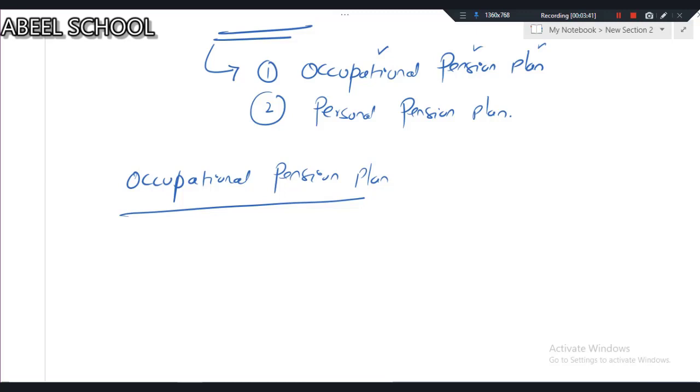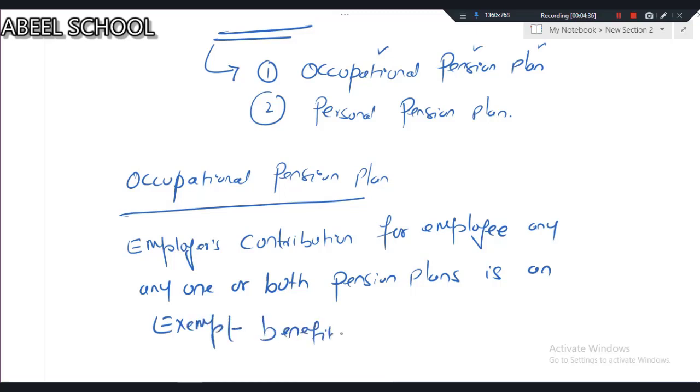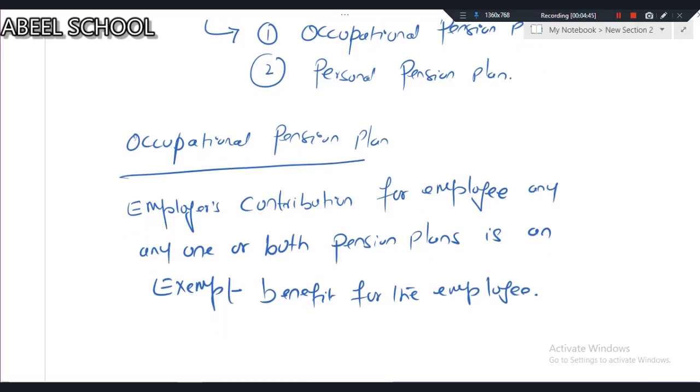Exempt benefit means the employee is not supposed to pay any tax on that. Of course, it is a benefit. Someone else is contributing in the pension scheme for you. So obviously it is a benefit for you, but that is an exempt benefit. So simply, employer's contribution for employee or employees in any one or both pension plans is an exempt benefit for the employee. Obviously, we have not studied employment income yet. We will study it inshallah, don't worry at all. Then these points will come again.